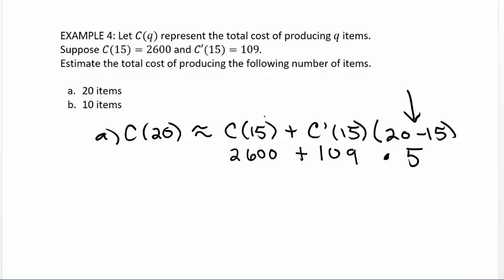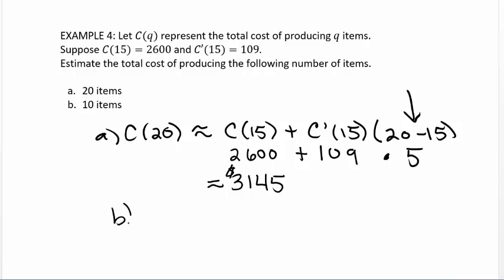So we have 2,600 plus 109 times 5. 109 times 5 is 545. If we add those together, we get that this is approximately $3,145. So here, our cost to produce 20 is more than our cost to produce 15, which makes sense.